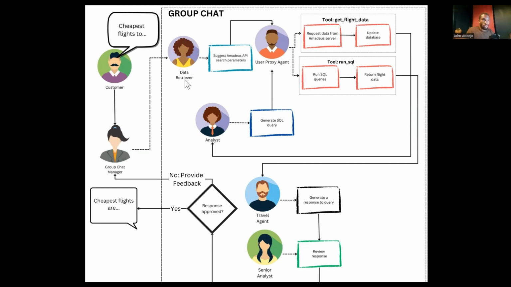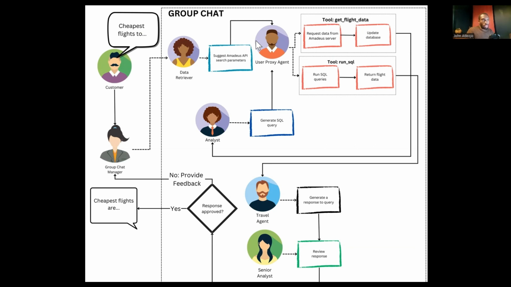So it's important to note here that the data retriever does not make the API call itself. It just sets the parameters, right? So its job is primarily interpreting the customer's request and coming up with a set of parameters. So if you think about it like an input, customer request, output, some parameters to make to the Amadeus API that might return data that we need to answer that request.